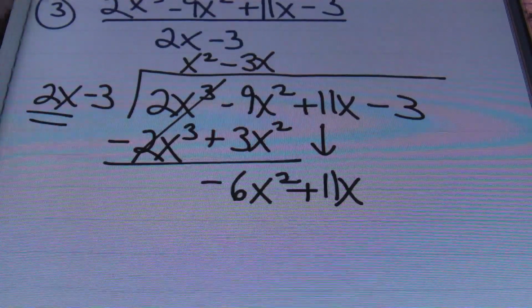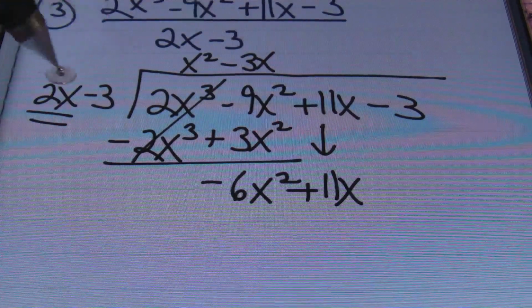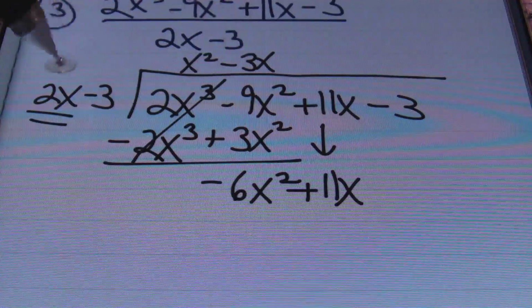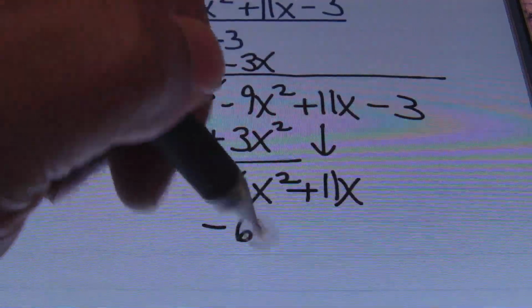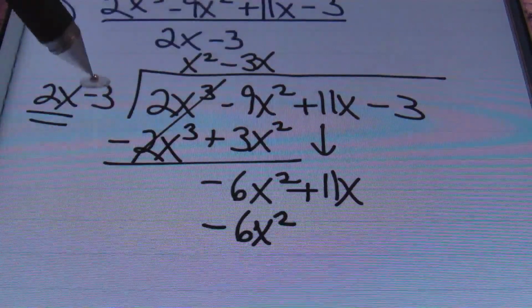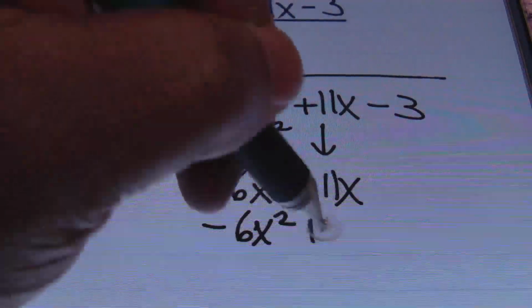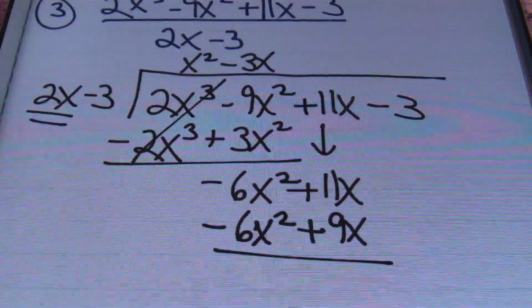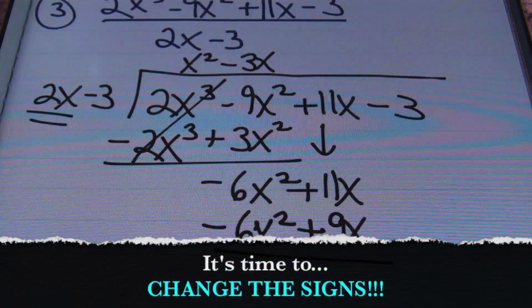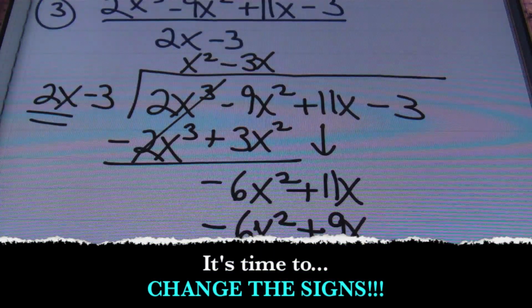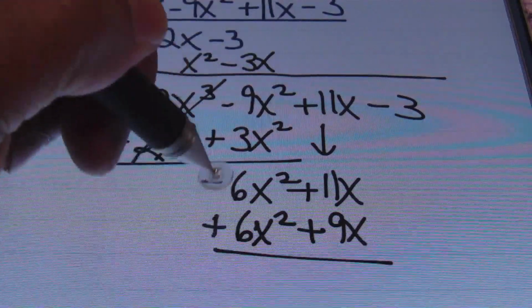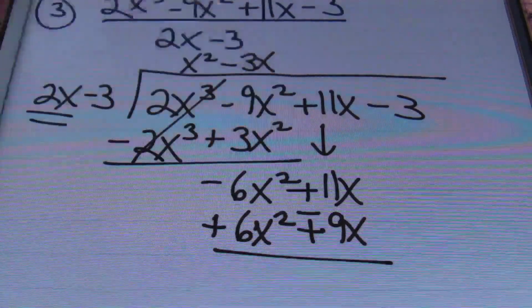So now that we figured out we need a negative 3x, you want to distribute that to both terms. So negative 3x times 2x gives us a negative 6x squared. Negative 3x times negative 3 is a positive 9x. Now remember, after you distribute, you have to change the signs. You'll hear me saying that a lot. Change the signs. So this becomes a positive 6x squared, and this is a negative 9x.